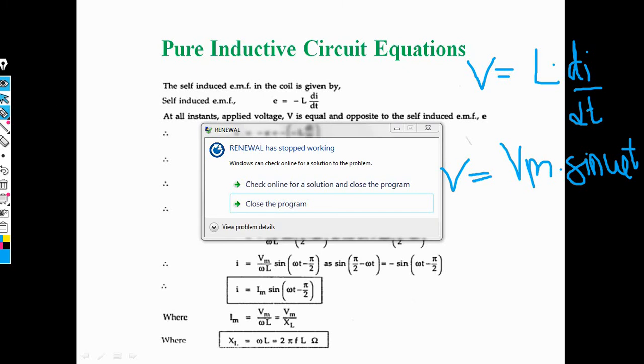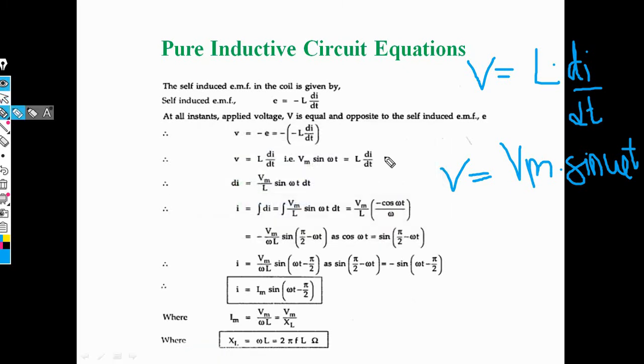Okay, then we have to put the value of voltage there. It is Vm sin omega t = L di/dt. Then rearrange the equation for di, that is di = (Vm/L) sin omega t dt.